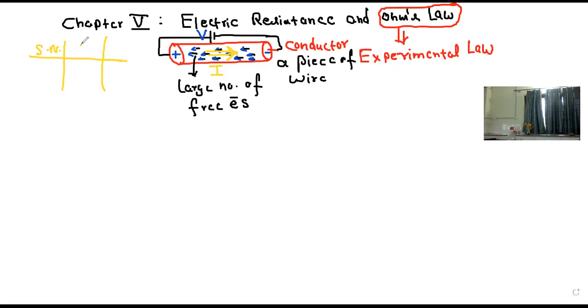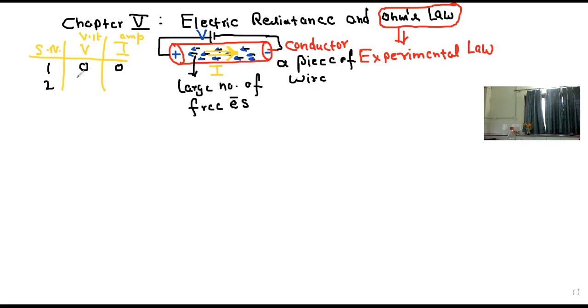Here I take the voltage and here I take the current. The voltage is in volts and current is in amperes. In the first reading, when voltage is 0, meaning no battery is connected, there is no current. When there is no battery, the electrons are moving, but in random directions, so the effective current is 0. Electrons moving randomly contribute zero current.